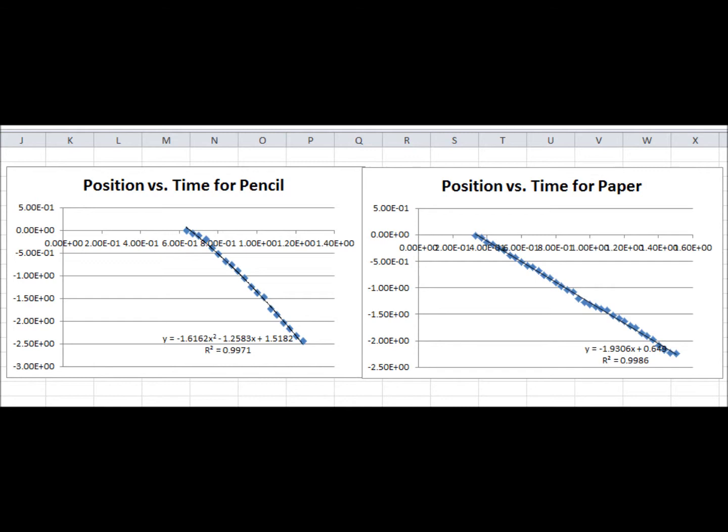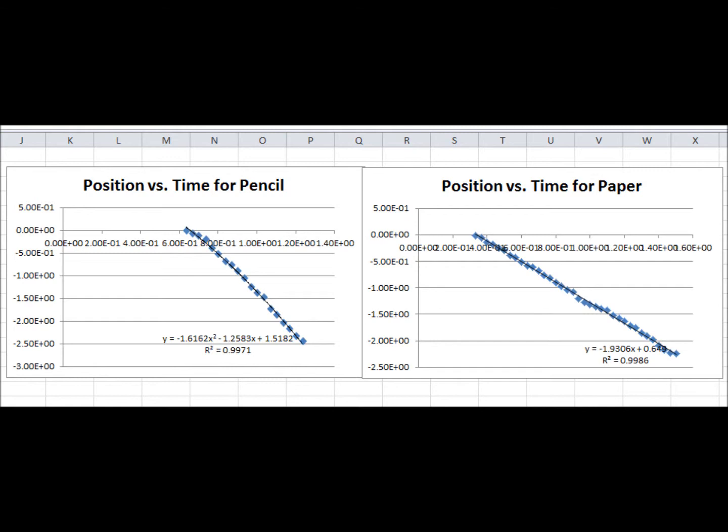After tracking the motion of the objects using these parameters, the data was exported to Excel and graphed. Notably, the graph of the motion of the pencil is slightly more parabolic than the graph of the motion of the paper, which implies that the pencil had less drag force acting on it, because the greater the magnitude of drag, the faster an object reaches terminal velocity and the slower its terminal velocity is.